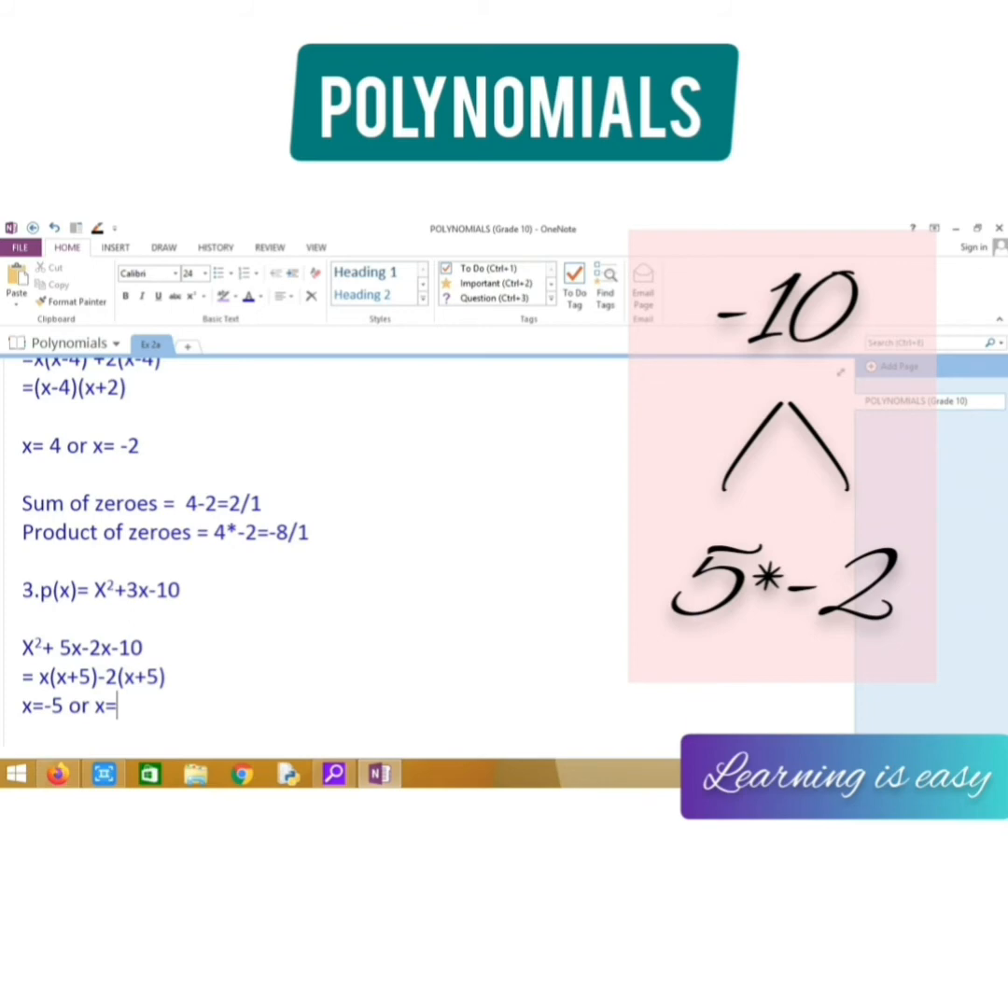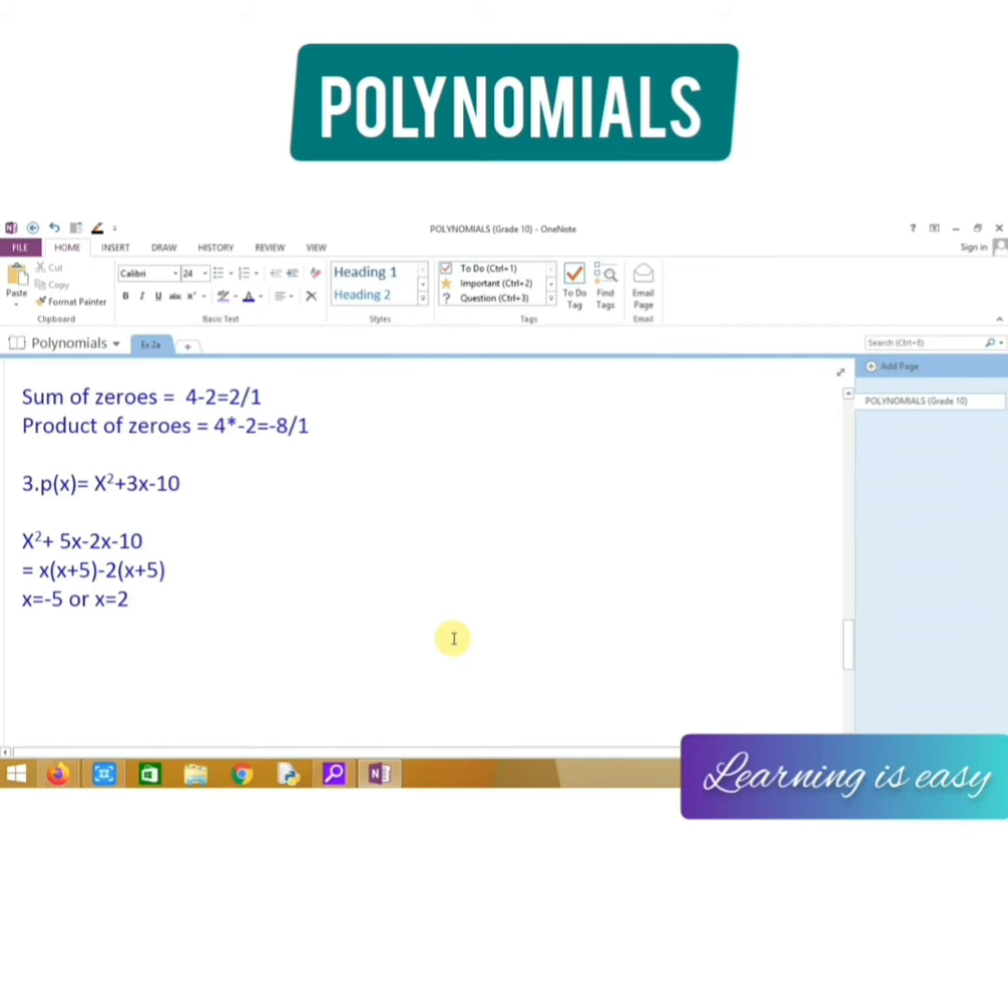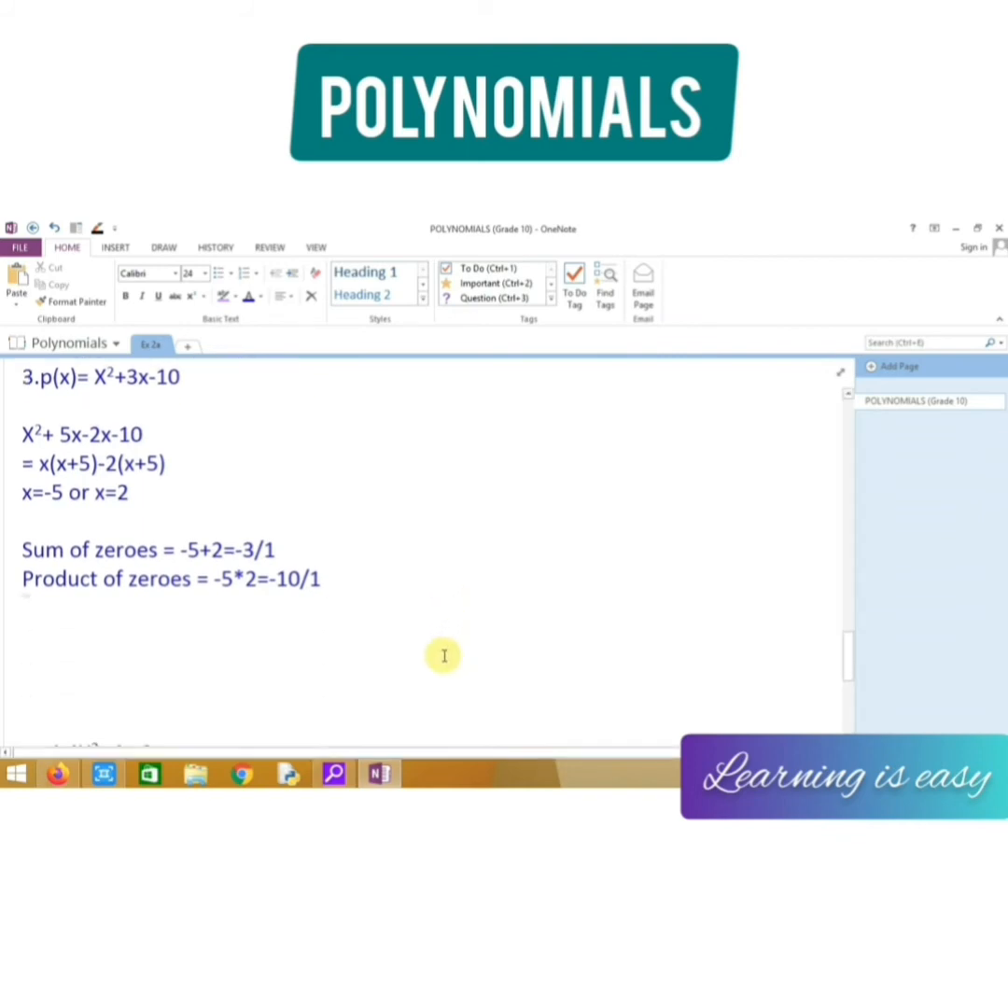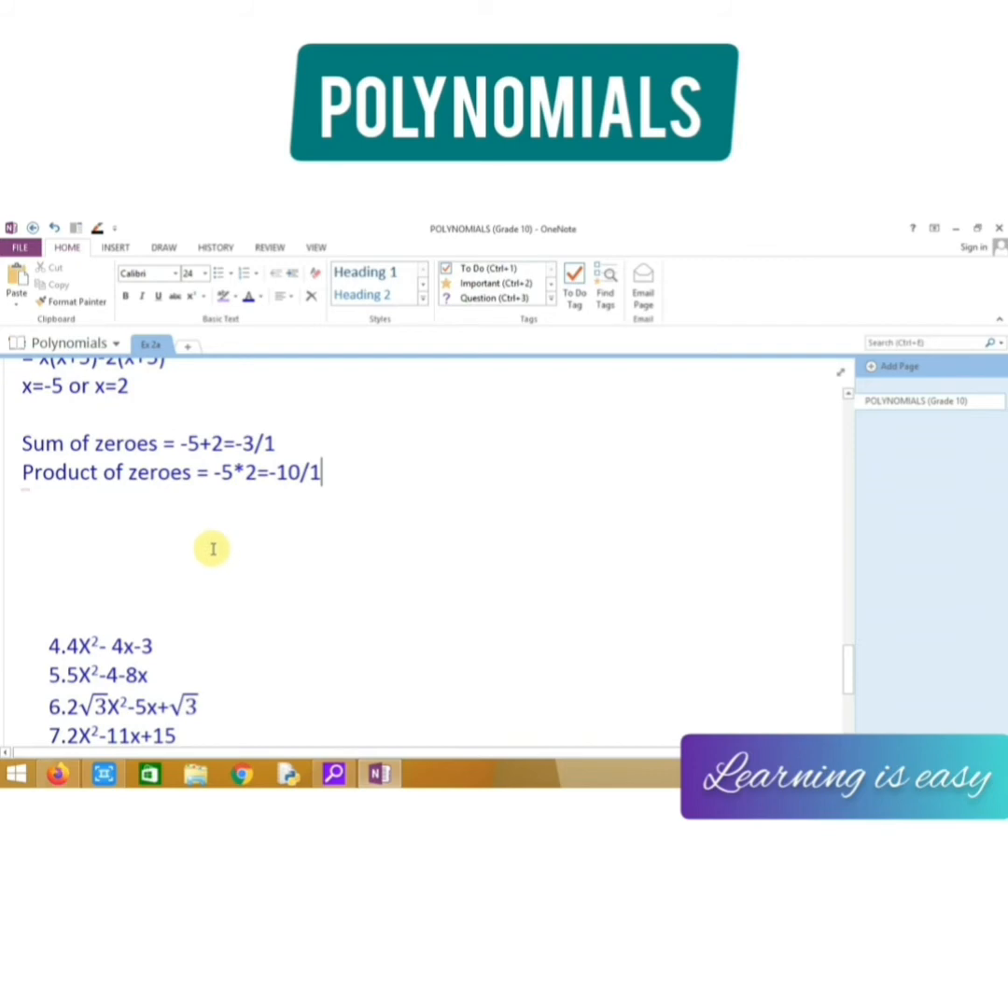We can verify this with sum of zeros and product of zeros. Sum of zeros is minus 5 plus 2, that's minus 3, which is of the form minus b by a. So minus into minus is plus 3 for the b, and a is 1. Product of zeros is 5 into 2, minus 10. That is the value of constant c in the given polynomial.